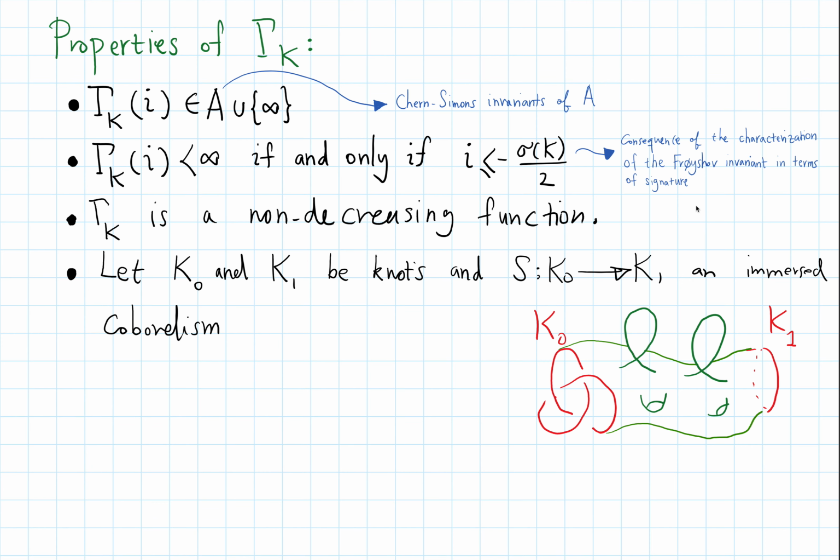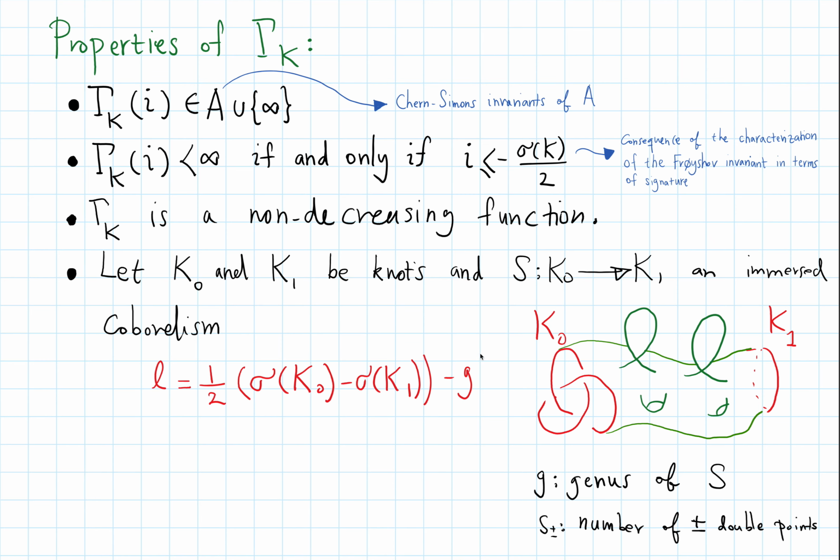And finally, we get to the most important property for us, which is the behavior of gamma k with respect to more arbitrary cobordisms than concordances. Let's say that we have an immersed cobordism from some knot k0 to another knot k1. It has genus, which we denote by G, and it has S plus and S minus positive and negative double points. Based on topological invariance, we define this number L, which is important for us because it's the index of some elliptic operator, which plays an important role in the construction.